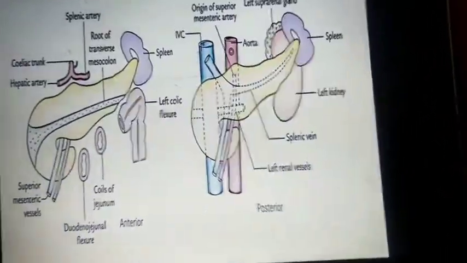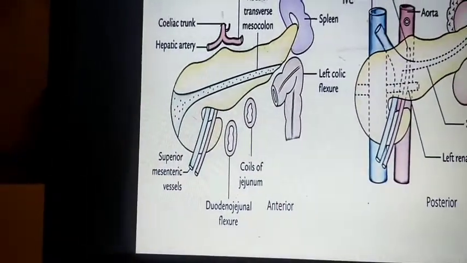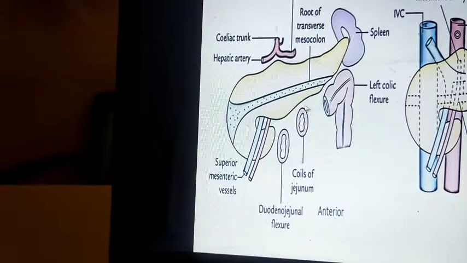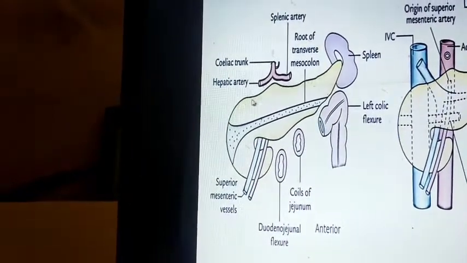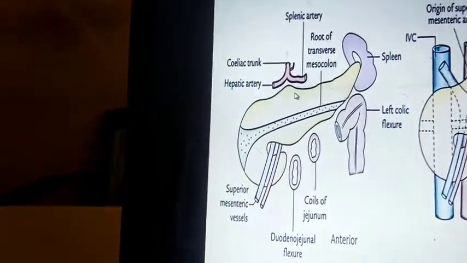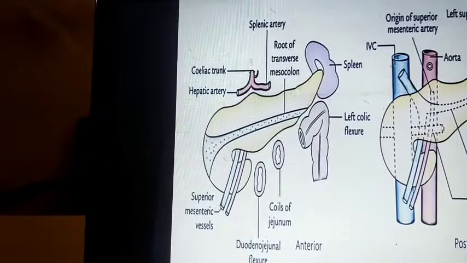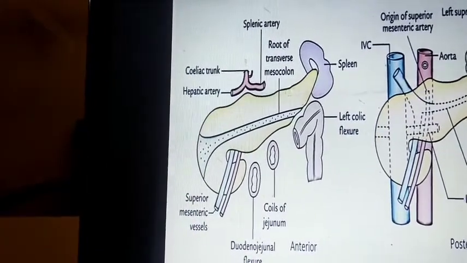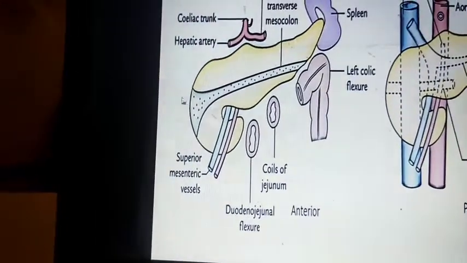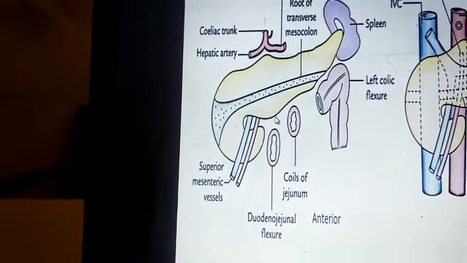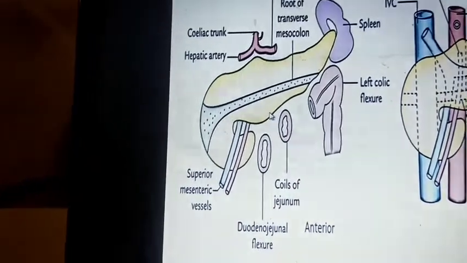You can see here in this picture that the anterior border connects with the root of the mesocolon. This is the root of the mesocolon, anterior. Here is the anterior border, and this is the superior border. The superior border has a relation with the celiac artery, common hepatic artery and splenic artery. Then the inferior border, here you can see, relates to the superior mesenteric vessels. Then we can go to the surfaces.